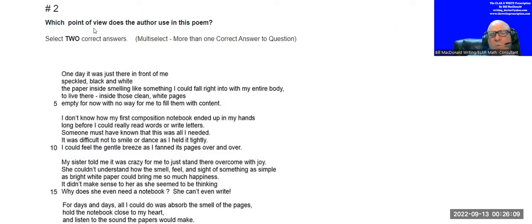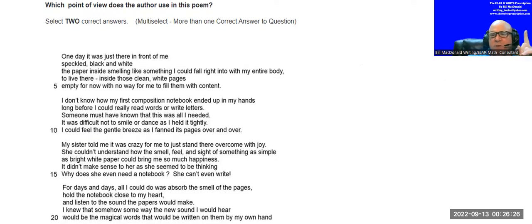Number 2, which point of view does the author use in this poem? Select 2 correct answers. So more than one correct answer to a poem. So as you can see, point of view, is it first person, second person, or third person? First person, I or me? I, one finger pointing up, 3 fingers pointing down. I or me? And I can see I's and me's in there. So we're going to go with first person.